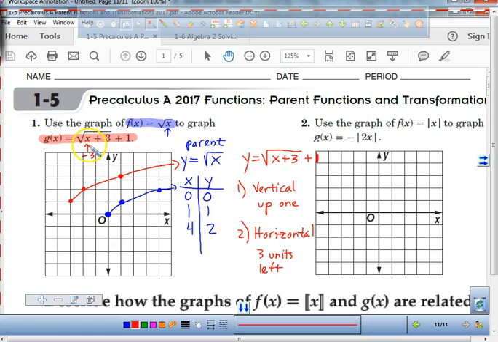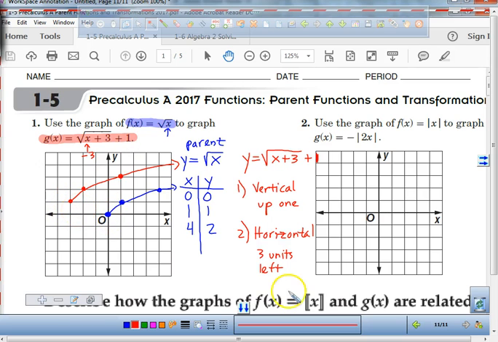If I plug in a 1 right there, everybody, what's 1 plus 3? 4. What's the square root of 4? 2. What's 2 plus 1? There we go, there's 1, 3 right there. If I plug in a negative 2, what's negative 2 plus 3? 1. What's the square root of 1? What's 1 plus 1? 2, there's negative 2, 2. And right here, if I plug in a negative 3, Raymond, what's negative 3 plus 3? Plus 1 is? So at negative 3, you go up 1.